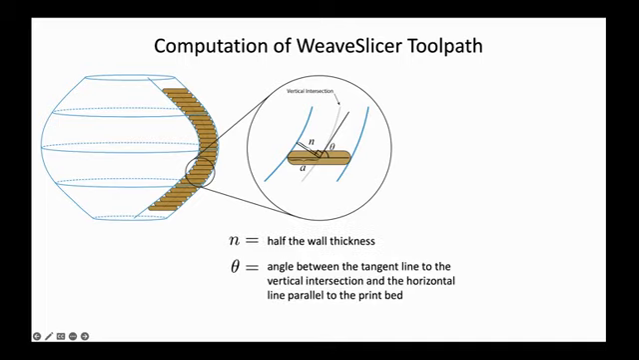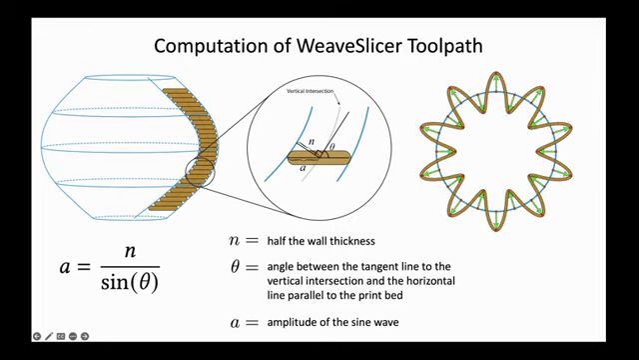It then finds the angle between the tangent line to the vertical intersection and the horizontal line parallel to the print bed, theta. A is the amplitude of the sine wave at that point that it is trying to find, and it just uses this simple trig equation to calculate A. After it has done that, it takes each point on the curve and moves it normal to the horizontal contour by its amplitude.